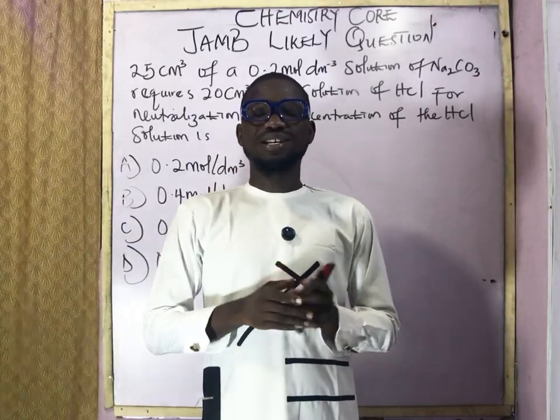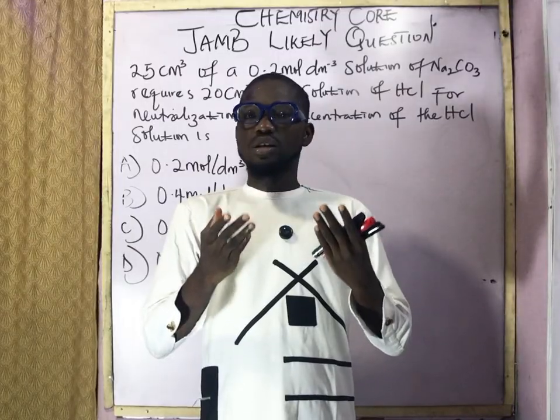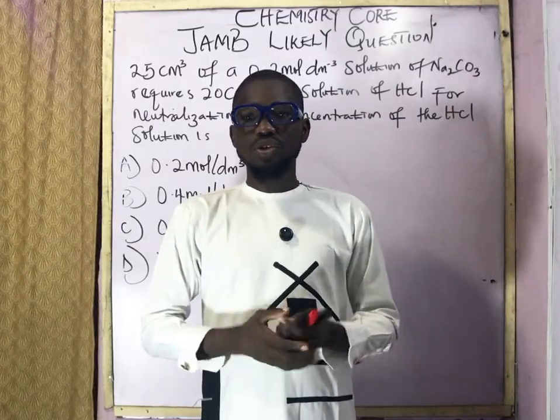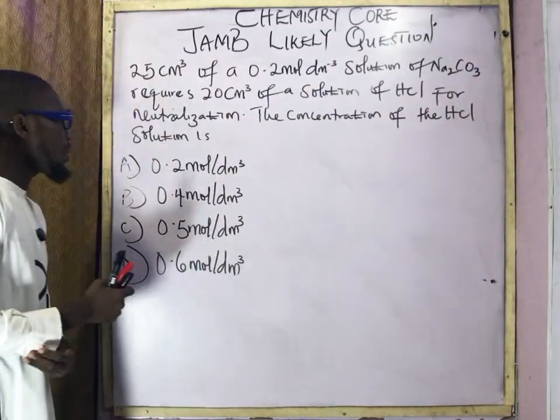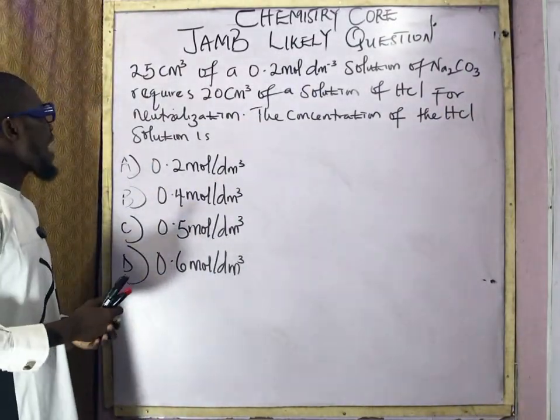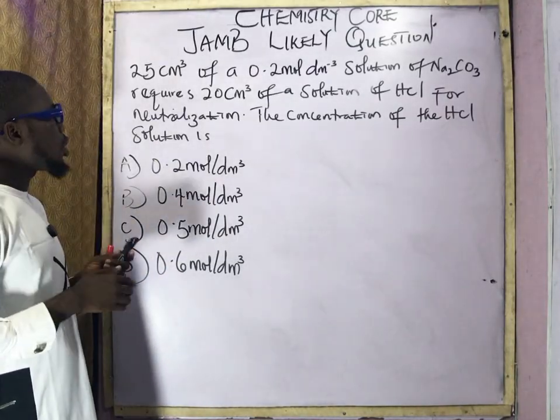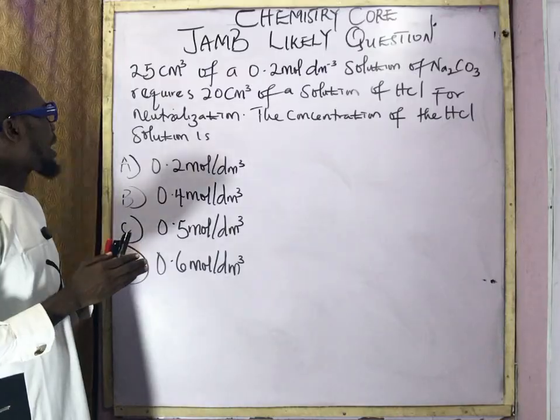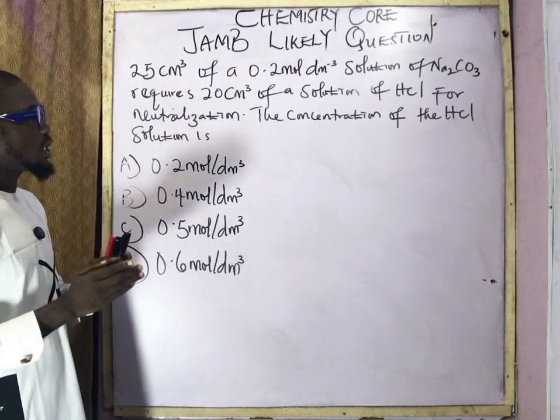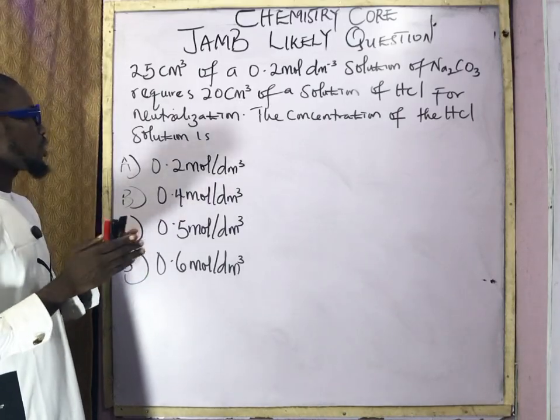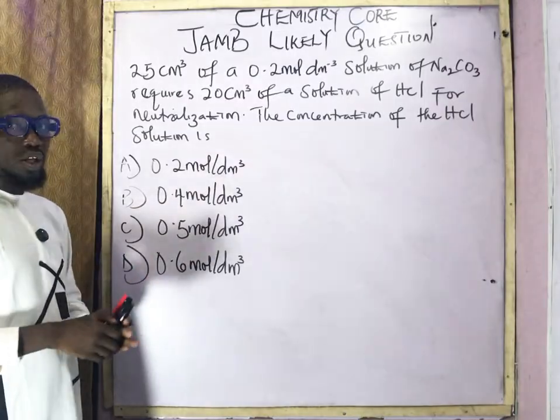You came across this type of equation as a JAMBite. What is the approach you can use to solve an equation like this? Come closer. Looking at what we have on the whiteboard: 25 cm³ of a 0.2 mol/dm³ solution of sodium carbonate requires 20 cm³ of a solution of HCl for neutralization. The concentration of the HCl solution is what?